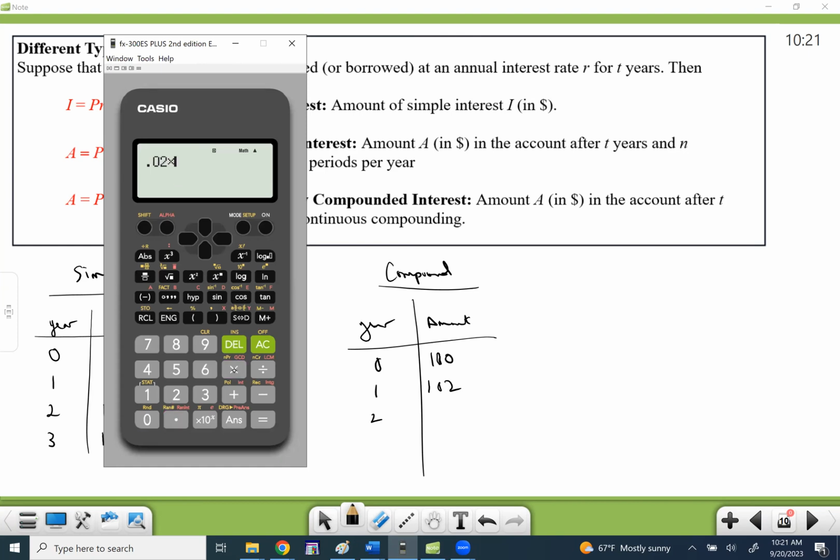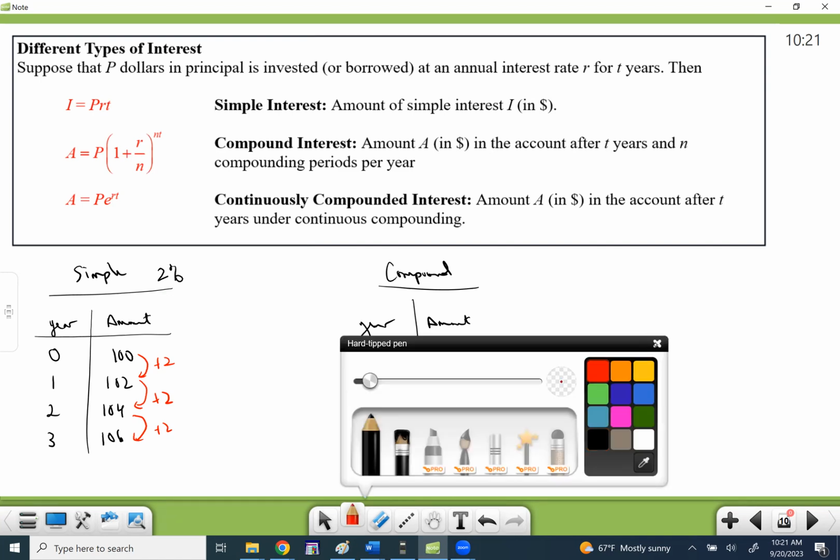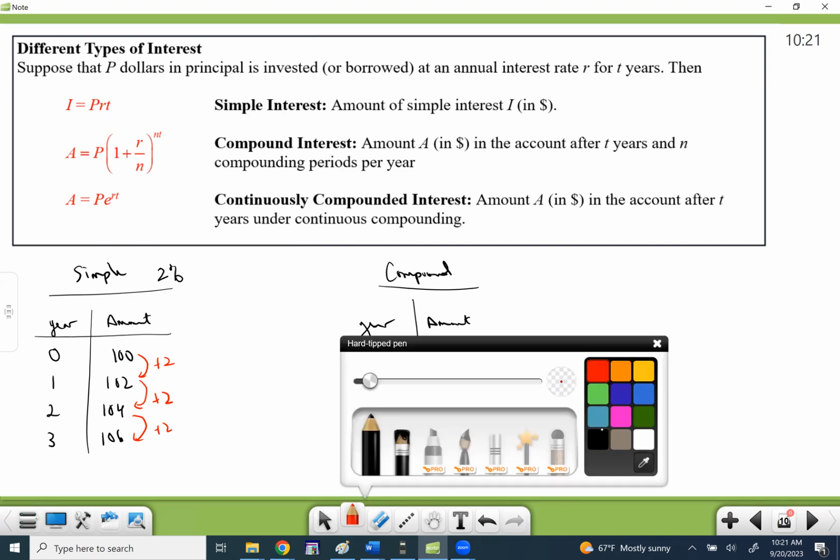0.02 times 102. So my interest isn't going to be $2. It's going to be $2.04. I'll take the extra 4 cents. So the first time we added 2, plus 2. The next time we added $2.04. Okay, for year 3.